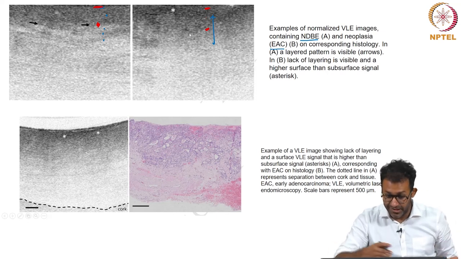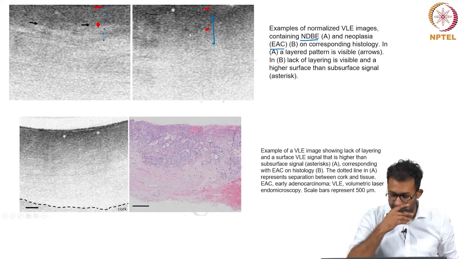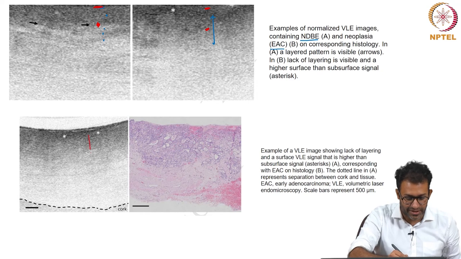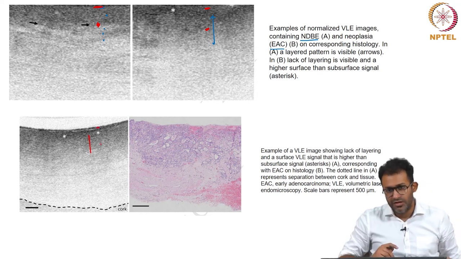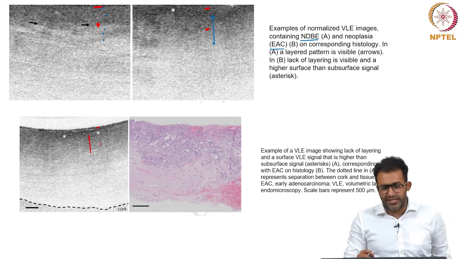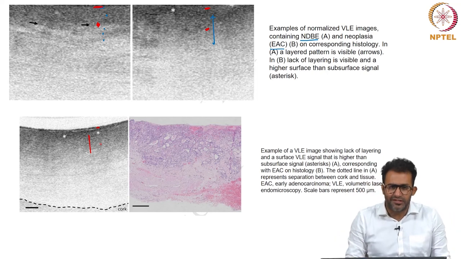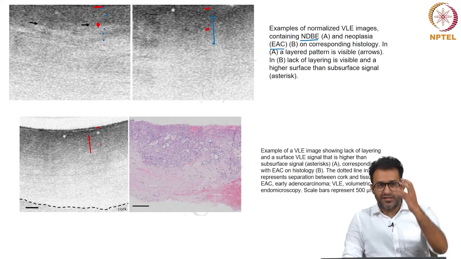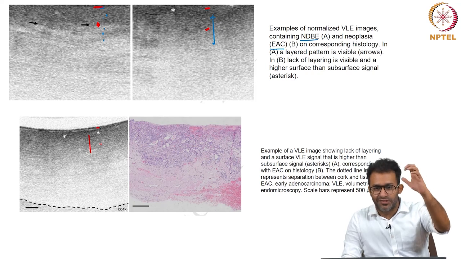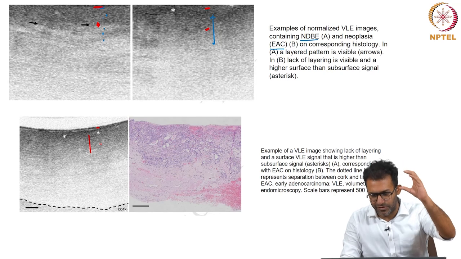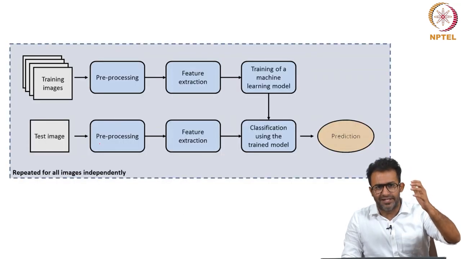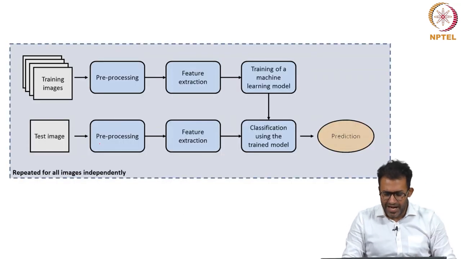So, in this particular image, again we can see the same thing. There is a lack of layering over here, and the signal intensity on the surface is higher over here. So, basically using image processing techniques, what they did in this particular study is they analyzed those features and extracted data of these particular features, which is the presence or absence of layering and the difference in signal intensities between surface and subsurface. I will not be getting into the technical details, the papers are available.